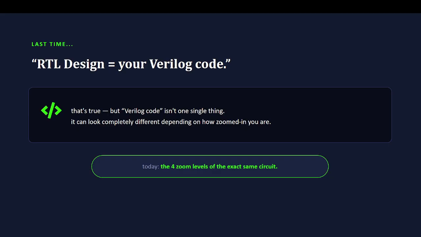RTL design, your Verilog code. Quick rewind. Last video we said RTL design, stage 2 of the VLSI flow, is where your Verilog code lives. Cool, true, no lies there. But here is the thing I glossed over on purpose. I said RTL code like it's a single format. It's not. Think about it this way.